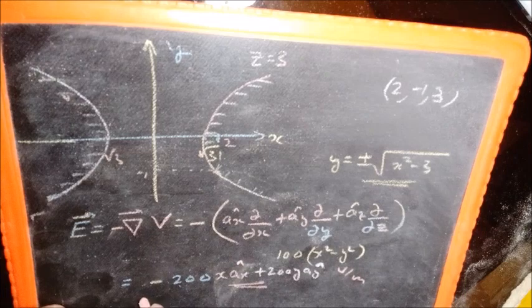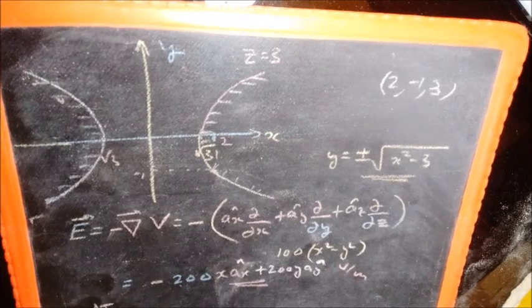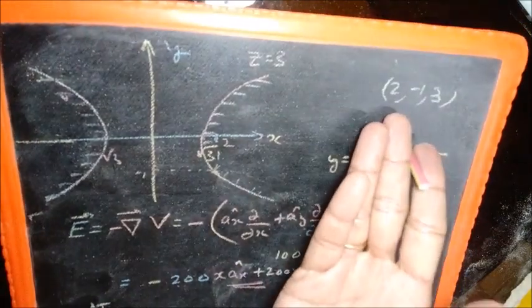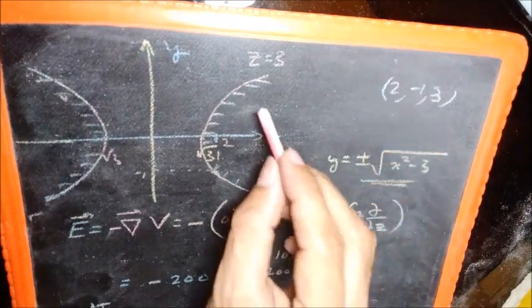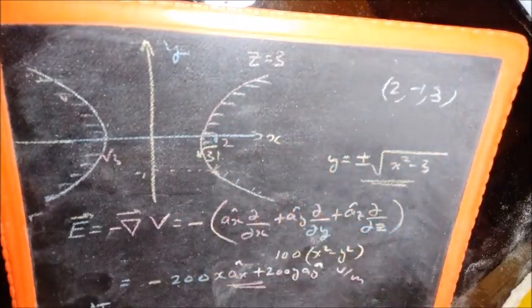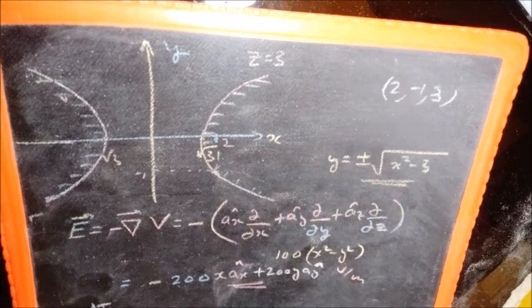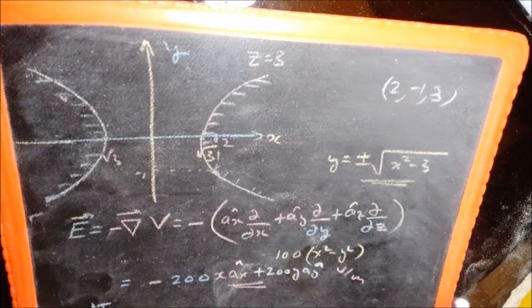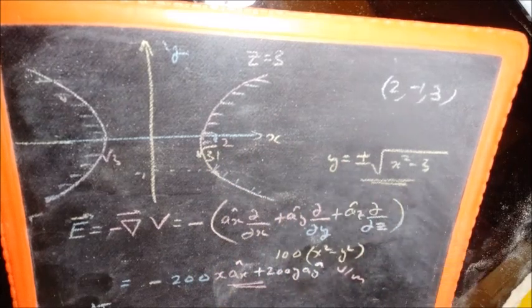And this is also a part of the question. We have to find out what is the electric field at 2, minus 1, 3. We have answered what is the expression for the interface. That was also in the question. So we have found out the expression for the interface. We have found out what is V at the interface. V at the interface was 300 volts. And we are now going to find out what is the electric field.